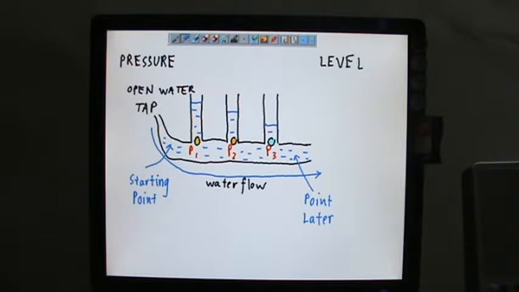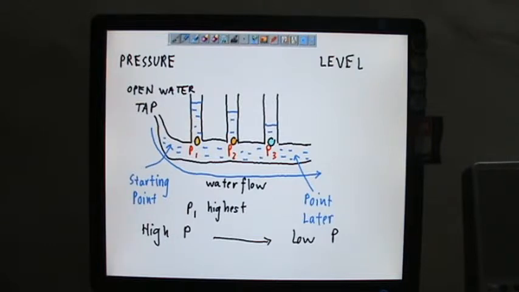Okay, so if we consider the pressure at 1, pressure at 1 is actually the highest, because the water always flows from high pressure to low pressure. Water always flows because one side is high pressure, the other side is low pressure. So the left hand side is high pressure, the right hand side is lowest pressure.